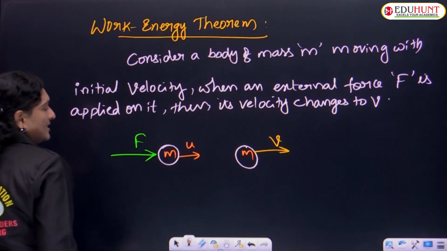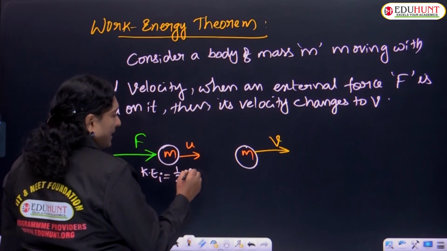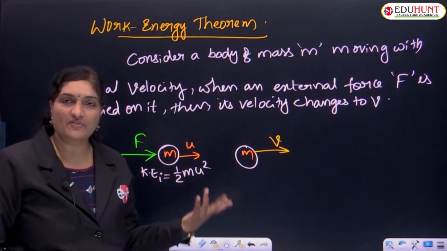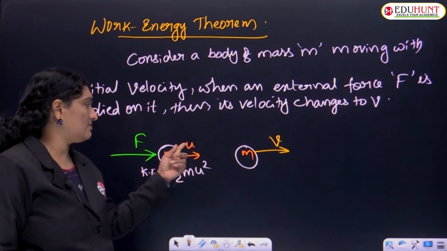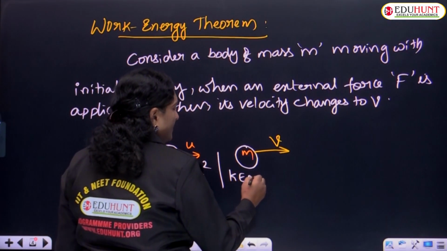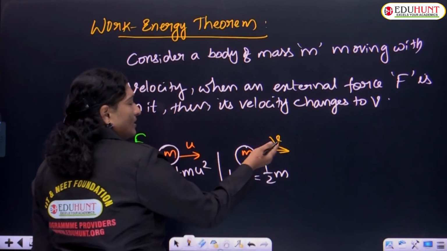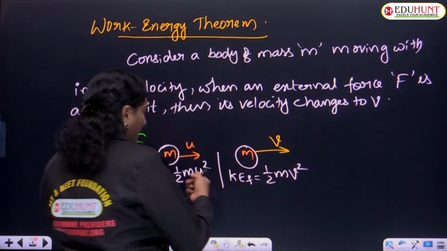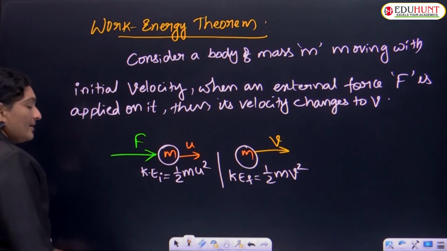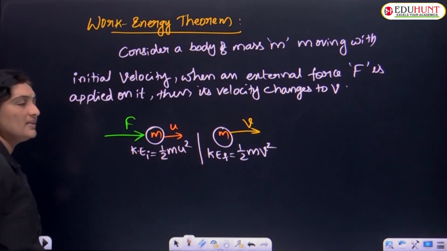Now let us see what happens. What is the initial kinetic energy, children? The initial kinetic energy of the body is half m u square. The formula for kinetic energy is half m v square, mass into velocity square, and the velocity here is u. And the final kinetic energy of the body is half m v square. Do you observe any change in kinetic energy?